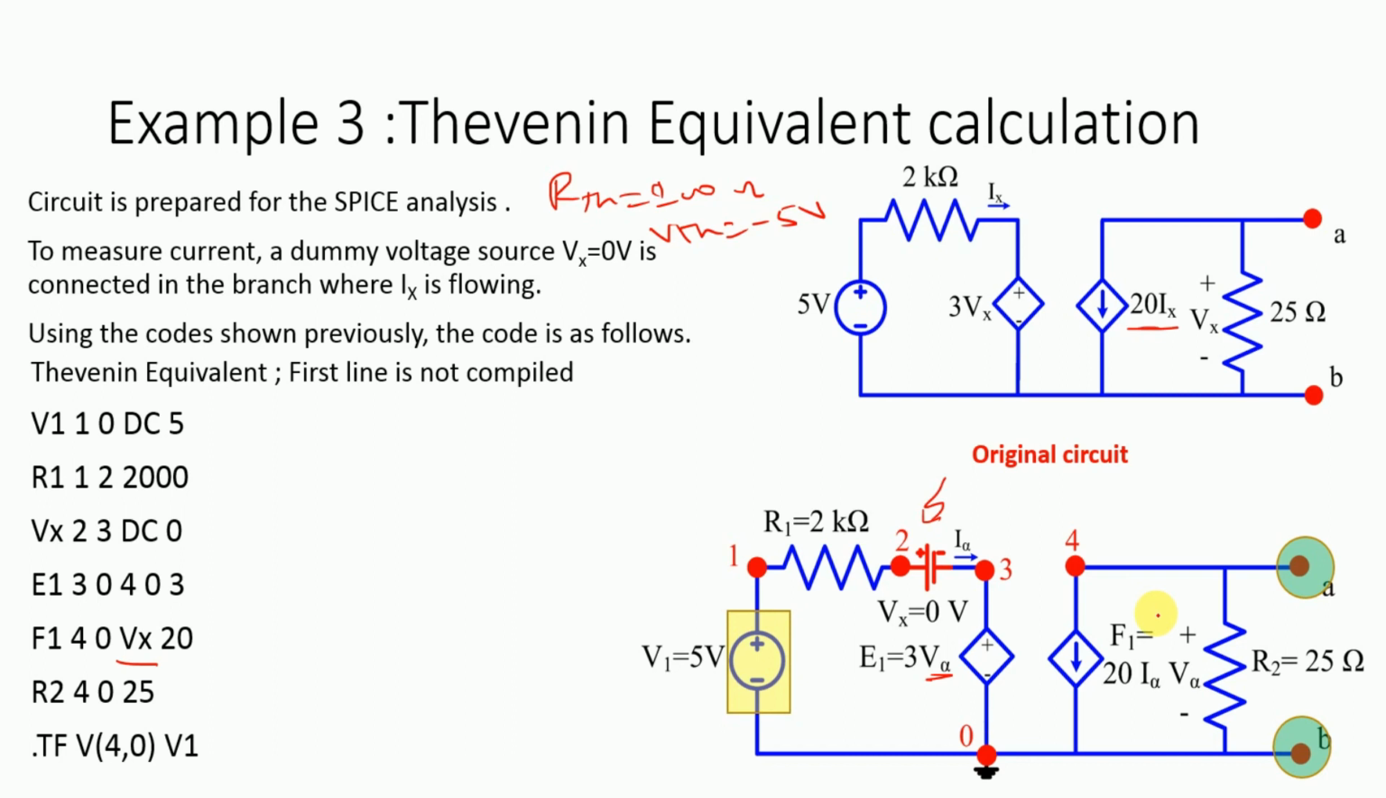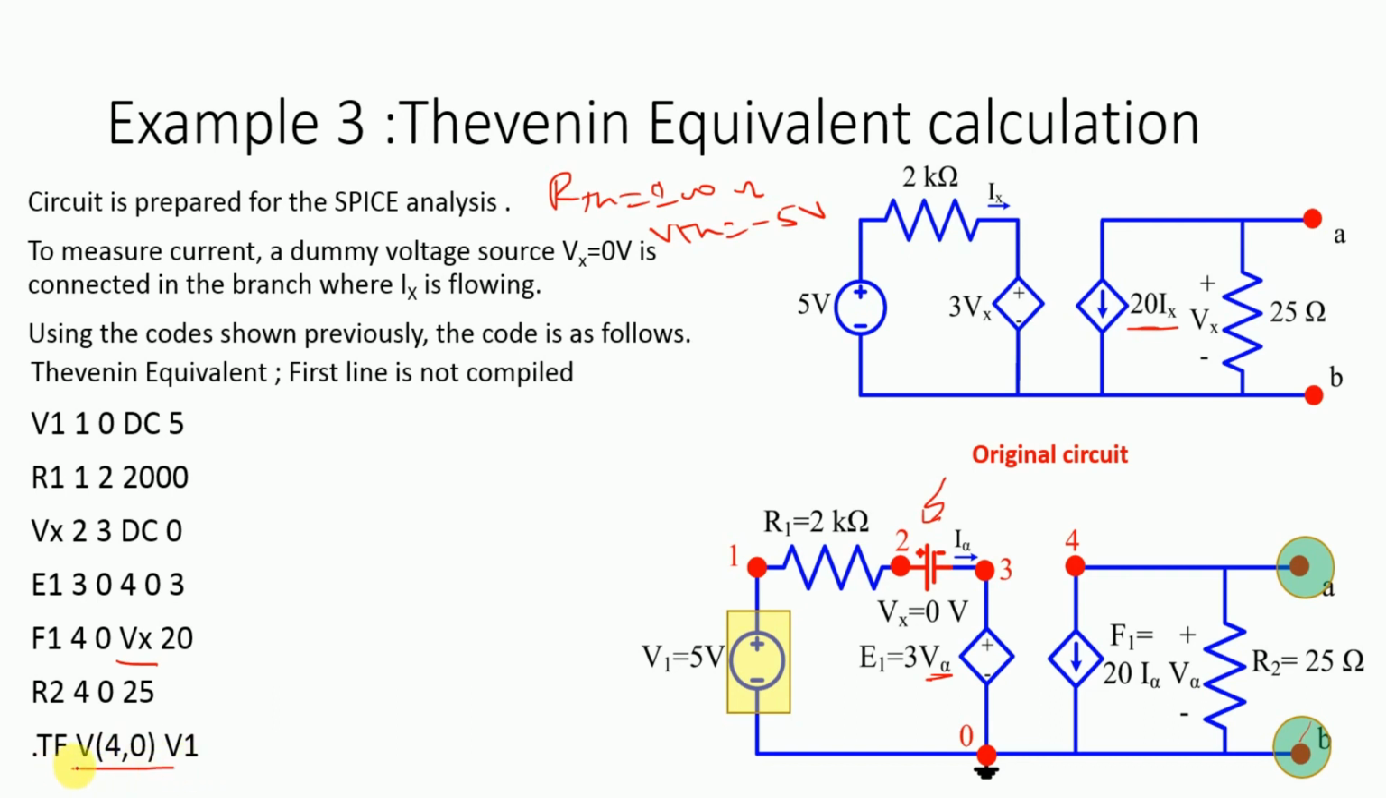Rather the command shall be the .tf, which is a transfer function of this particular circuit, and a transfer function is required on these two terminals A and B, right? Because these are the 2 points where the Thevenin equivalent is required. These A and B 2 points are actually connected with this node 4 and this node 0. So the syntax is V bracket, we have 4 comma 0 and then bracket close.